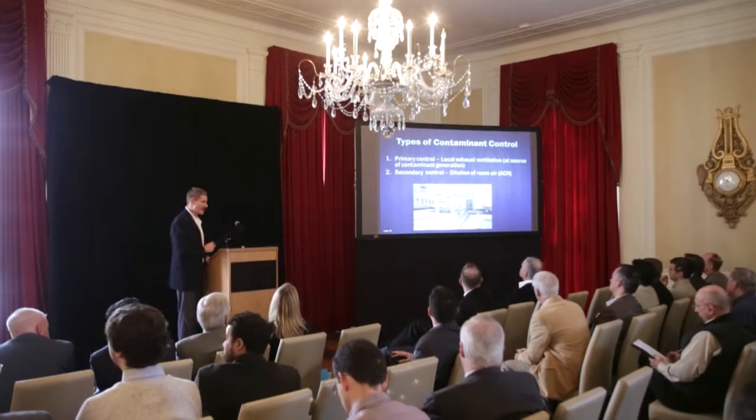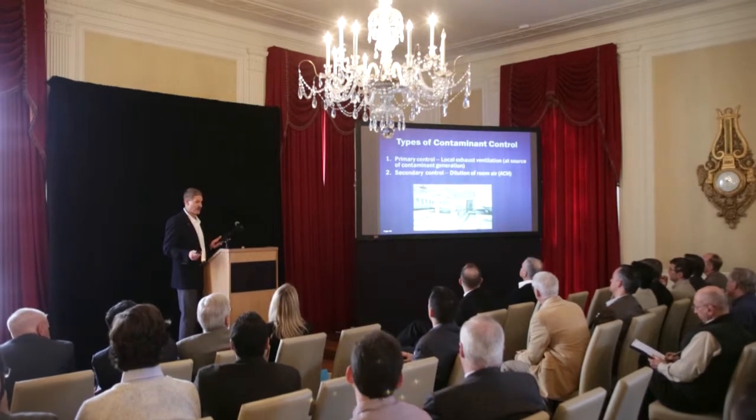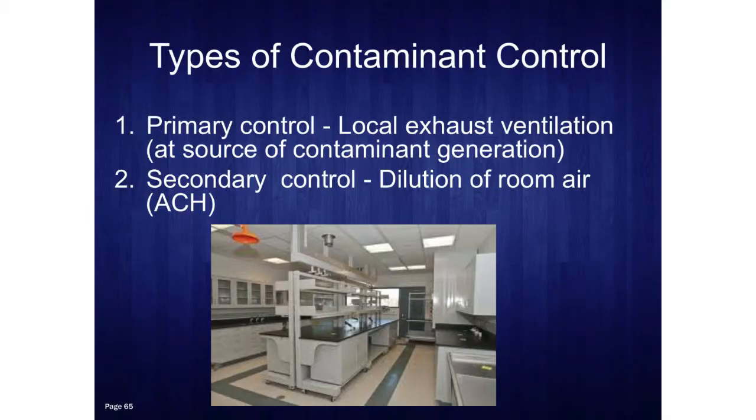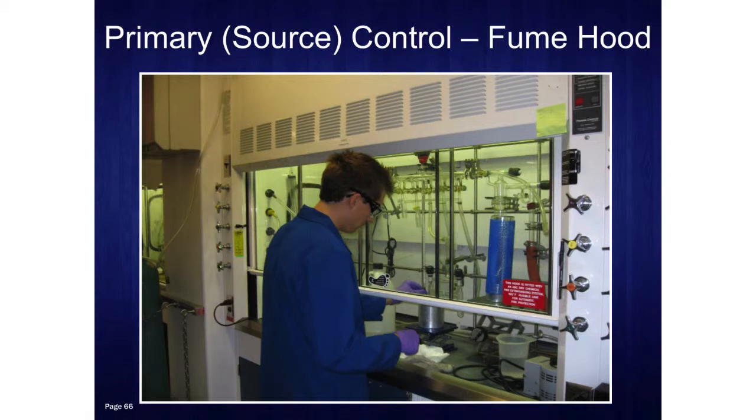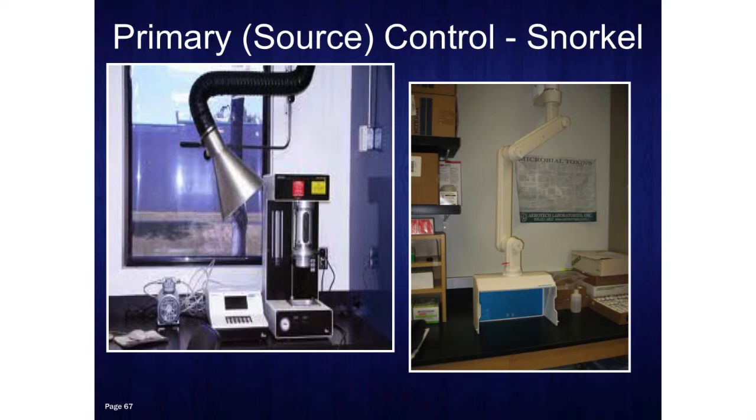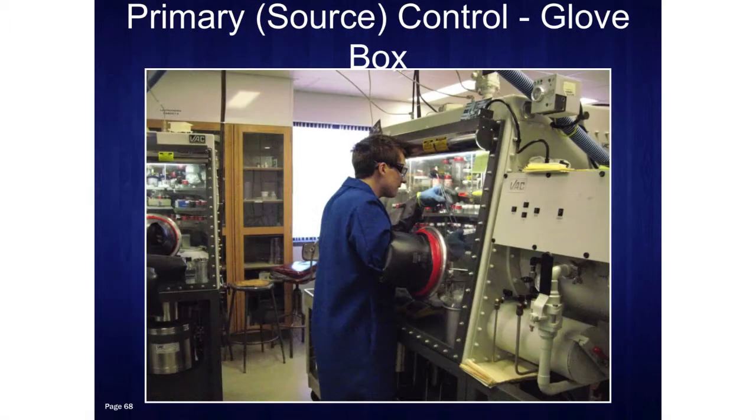Let's talk about types of contaminant control. You probably know there's two types, primary and secondary. Local exhaust ventilation, capturing that contaminant at the source of generation, is primary. We've been talking about secondary: air mixing and contaminant control, air changes. Fume hood, great example, primary source control. We've talked a little bit about snorkels and local exhaust ventilation. You can move them so they can capture that contaminant right at the source. Very good source control. And a glove box, another example, great source control.